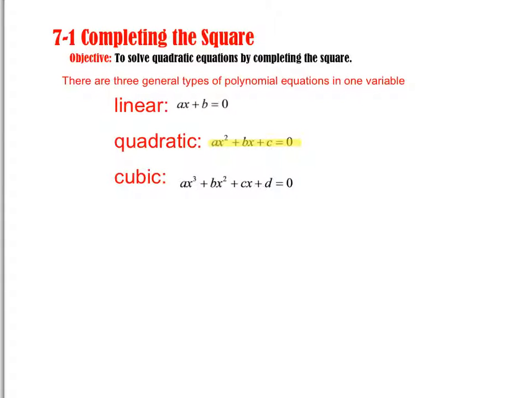In lesson 7.1, we're reviewing completing the square, which is a method to solve a quadratic equation. So remember that quadratic equations are always in the form ax squared plus bx plus c. I'll refer to the coefficient of x squared as a, the coefficient of the linear term as b, and the constant as c. So you'll need that for some of the formulas today.